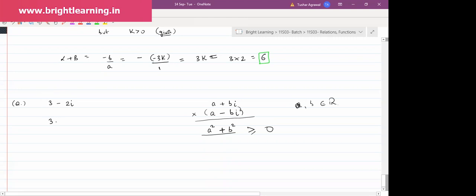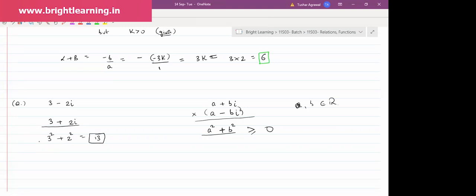The conjugate is 3 addition 2i. Yes or no? Yes, sir. Just multiply it. It will be 3 square addition 2 square, which will be 9 plus 4, 13. I got it. 3 plus 2i by 13. If 3 plus 2i by 13 is not the conjugate, then we have to divide, no sir, 3 by 13 plus 2 by 13i.